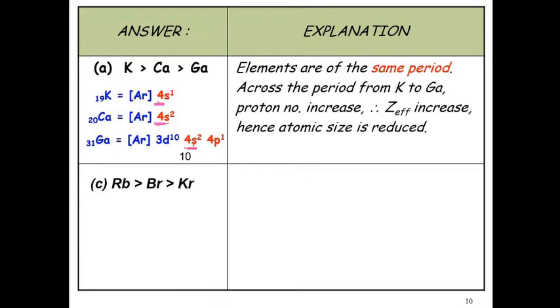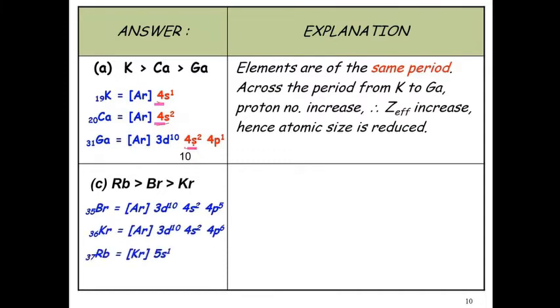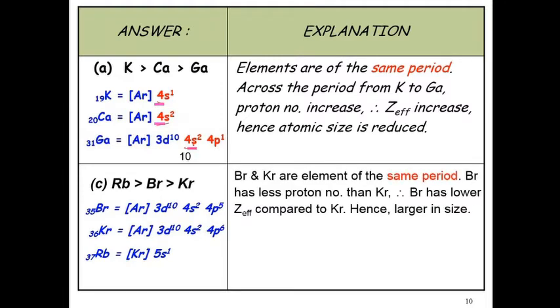For B, rubidium, bromine and krypton are elements of the same period because they have the highest number of n equal to 4 for bromine and krypton, while for rubidium, the highest number of n is equal to 5.